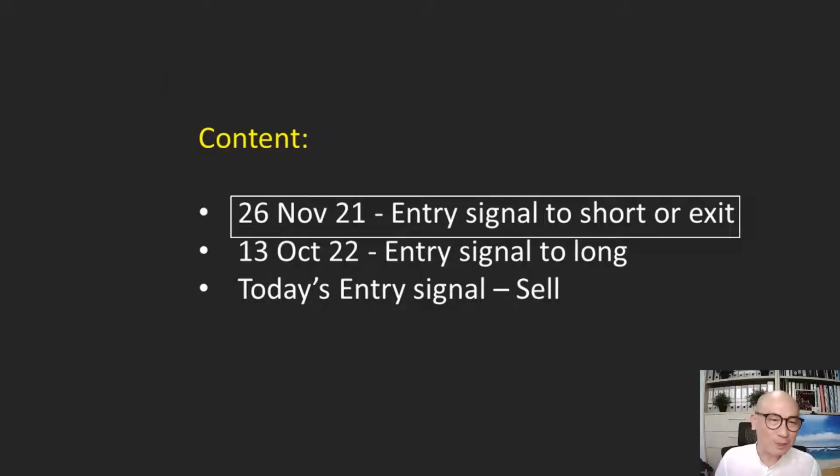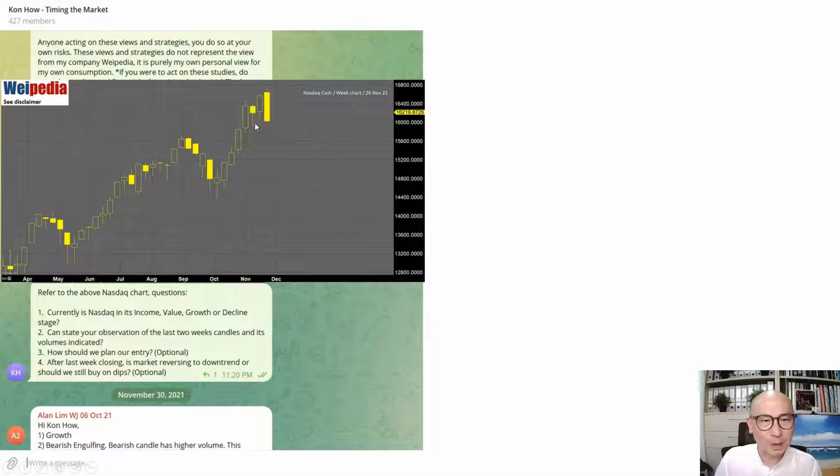Let's get started on the first segment: why 26 November 2021, where I'm seeing a proposition to turn short or perhaps to exit at the close of that day, which was also the close of that week, when we saw this bearish engulfing body. So what happened here is that this is a case study chat group that I have, and the members are there, and today they're still very active.